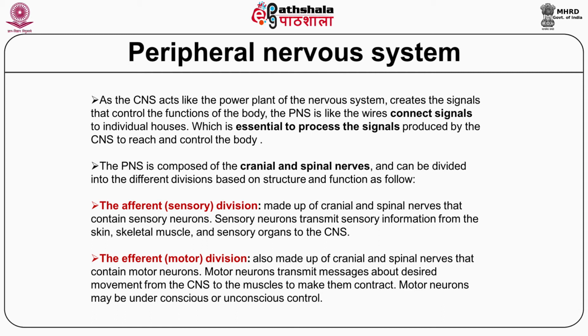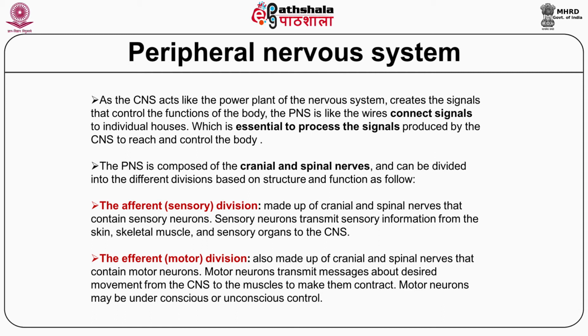The peripheral nervous system is composed of the cranial and spinal nerves and can be divided into different divisions based on the structure and functions. You will find the afferent or sensory division, made up of cranial and spinal nerves that contain sensory neurons. Sensory neurons transmit sensory information from the skin, skeletal muscles and sensory organs to the central nervous system.